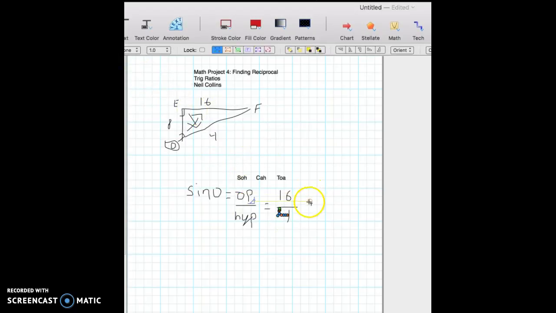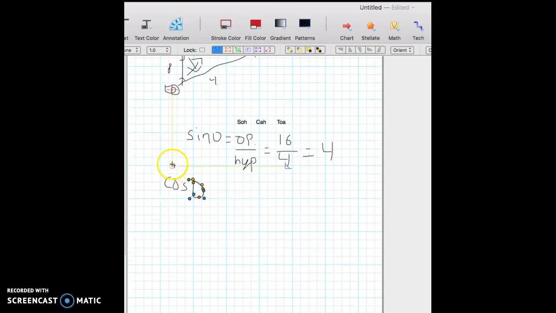Alright, so now we have our sine. We can simplify that. 16 goes into 4 times. So our sine of D is 4. Now moving on to the C right here. Once again, this capital C is going to indicate to us that we are using cosine. Cosine of D.